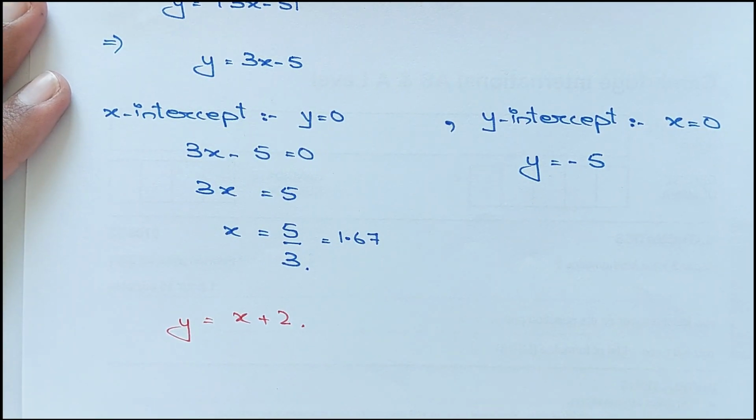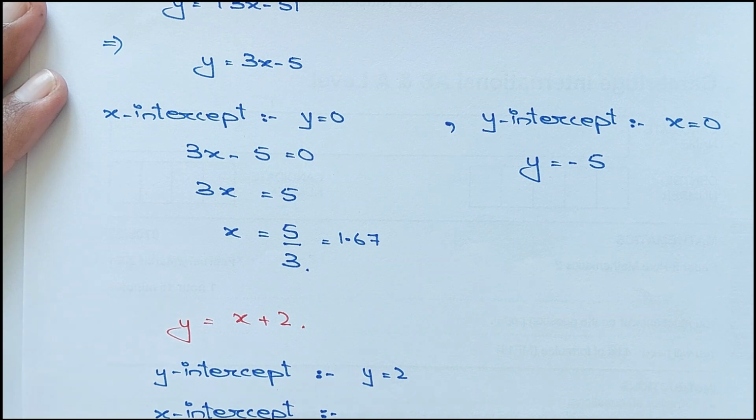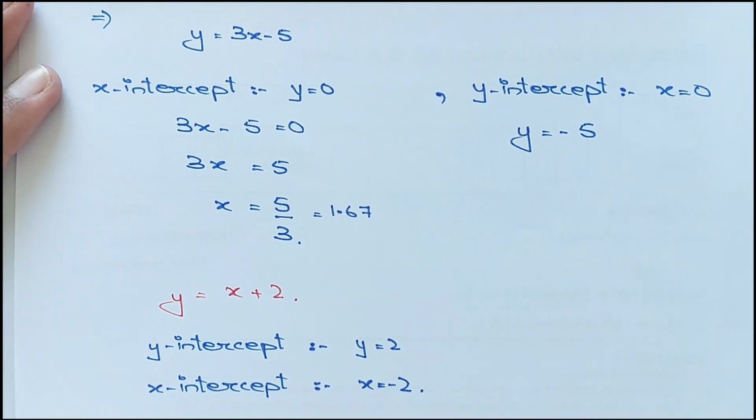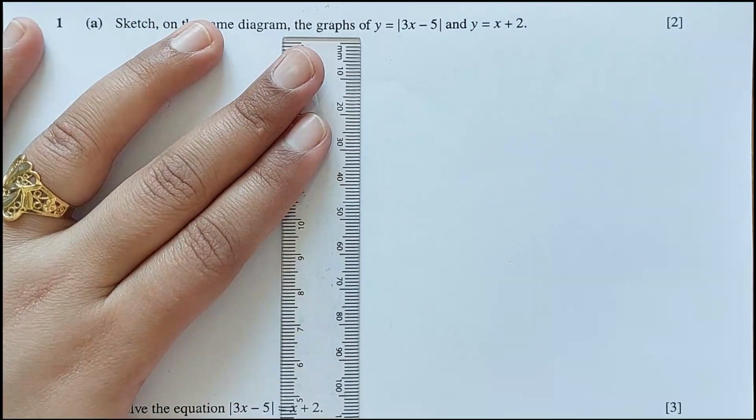So here we can say that the y-intercept is y equals 2, and the x-intercept, or we can use the slope form as well, when y equals 0, x equals negative 2. Right, now let me sketch the graph of these two functions on the same diagram. Let me draw the grid first.